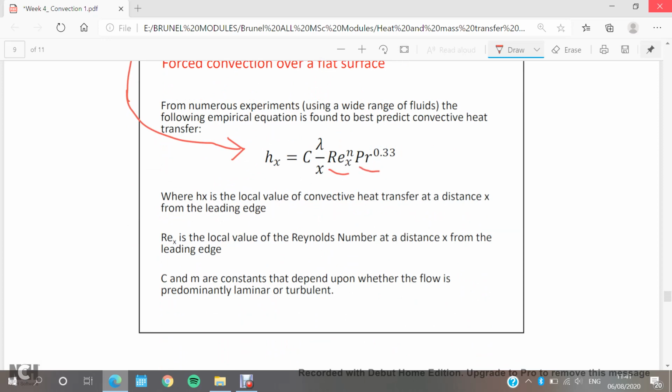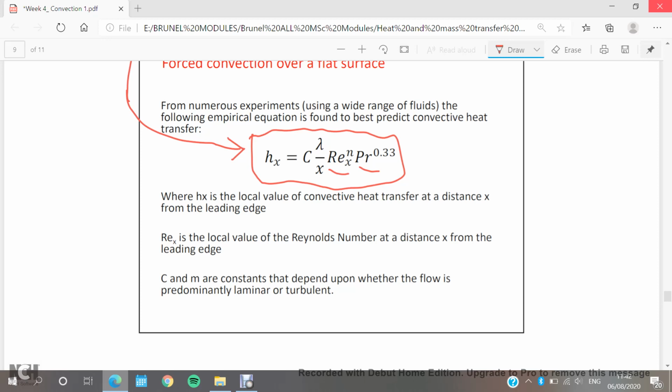From lots of experiments, we have found that for a wide range of fluids, the heat transfer coefficient follows this equation. The local heat transfer coefficient is equal to a constant times lambda divided by x, which is the leading edge distance, times the Reynolds number with a power n, times the Prandtl number with a power 0.33. C and n are constants based on the flow itself.